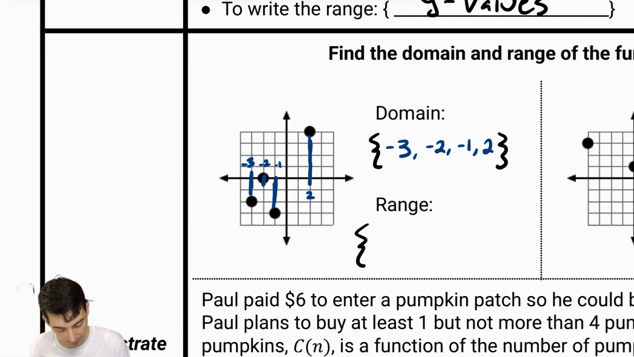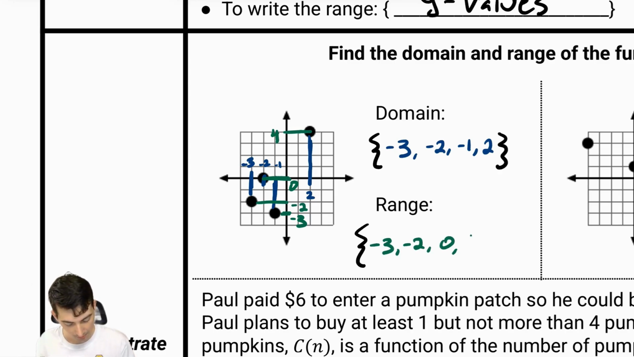My range, the same thing. This time we're just looking for all of the y values. So I've got one here at -3, here at -2. Right here on the y-axis, I would be at 0. And all the way up here, I would be at +4. So I've got -3, -2, 0, and +4, and then close my set like that.